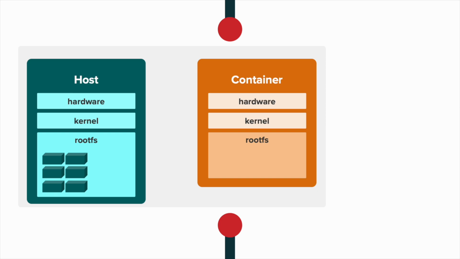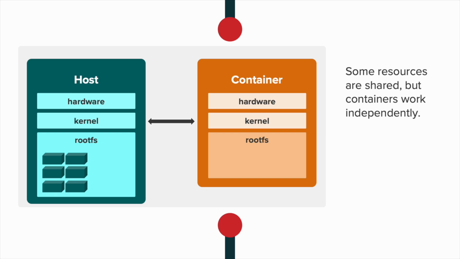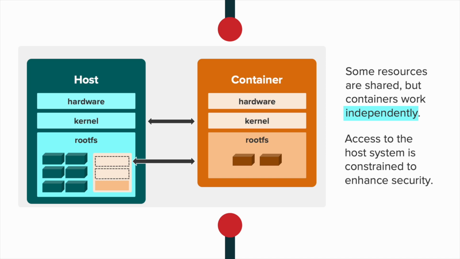A container can, or when it comes to kernel even must, share some resources with the main system, but it operates independently in terms of process and memory management. It may also have an entirely unique root file system. This allows the container to have, for example, a completely different set of libraries and their versions. As we will discuss in detail in a moment, a container's access to the host system is constrained to enhance security.